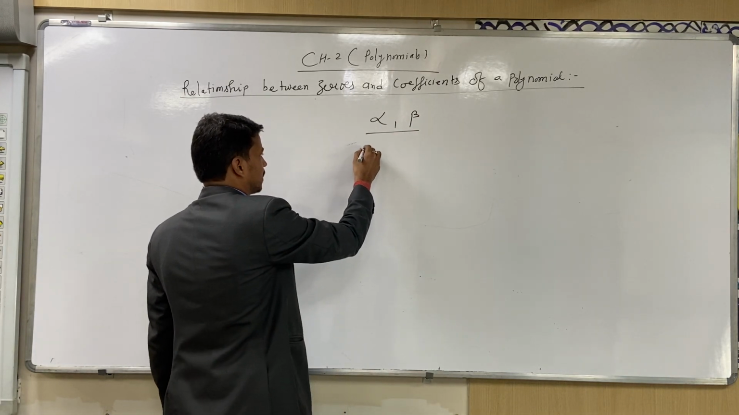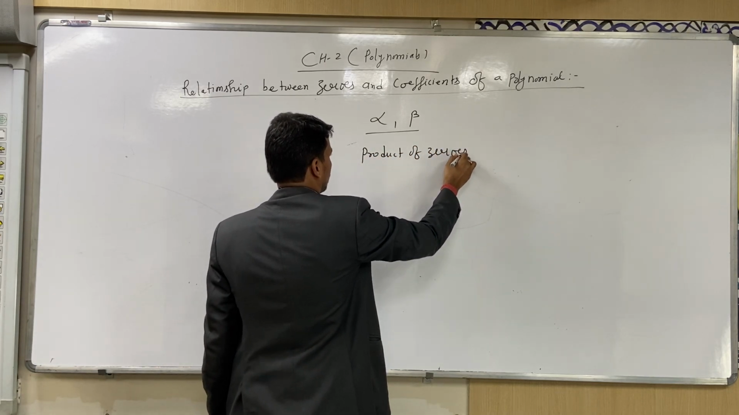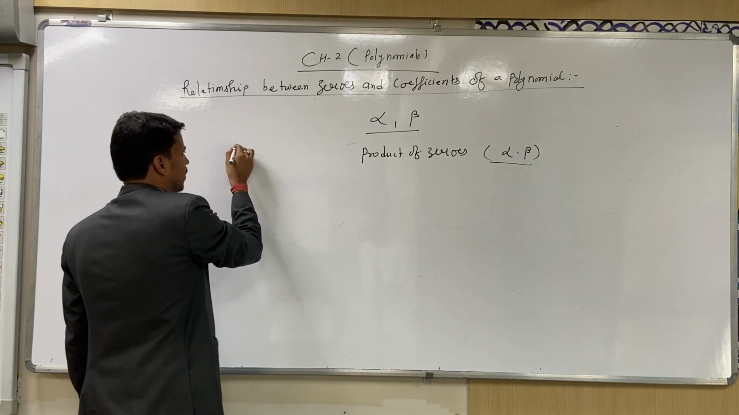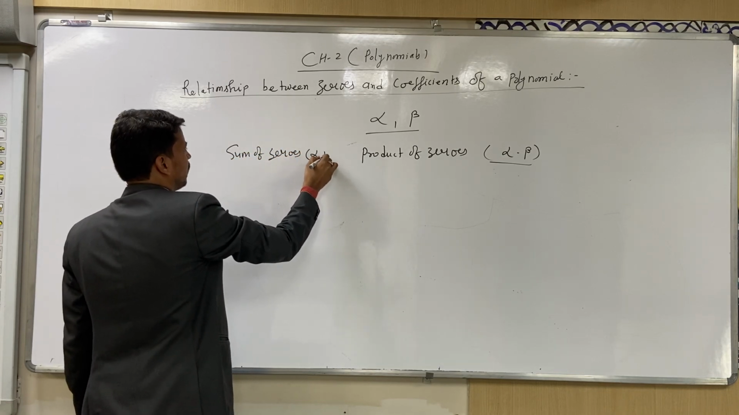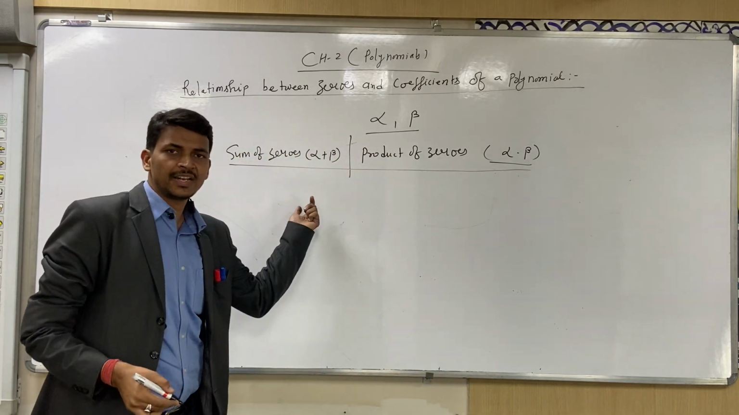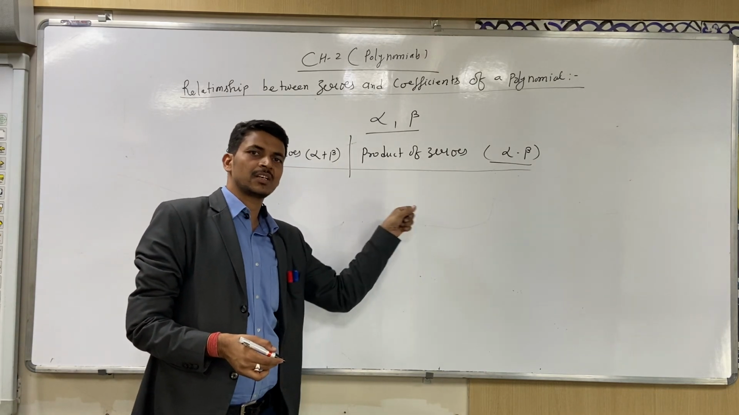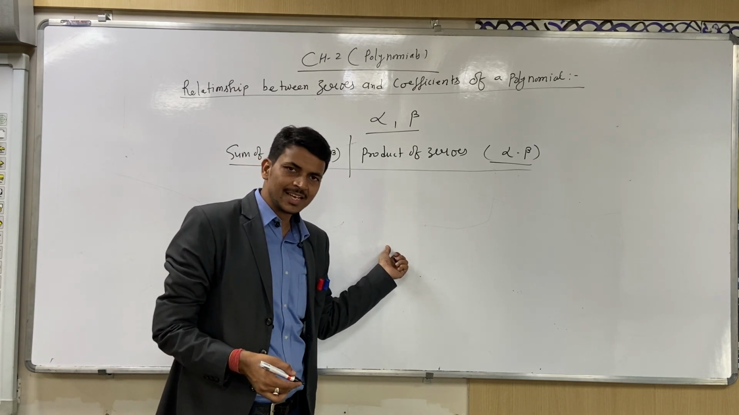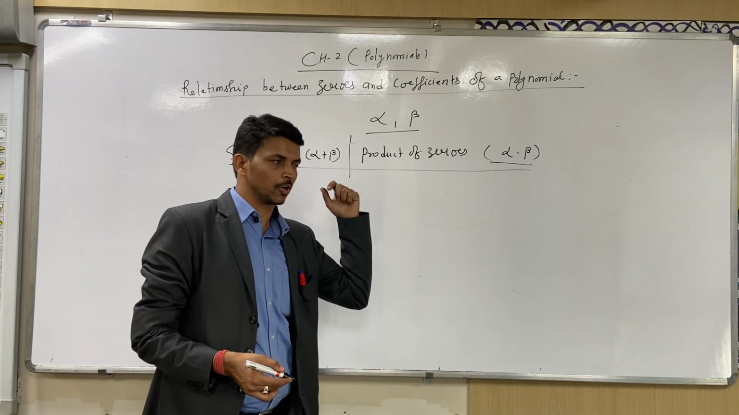One is the product of zeros, that is alpha into beta, and before that we will see the sum of zeros also, that is alpha plus beta. So we are going to talk about two different types of relationship, that is the sum of the zeros and the product of zeros. But before we start with the relationship, we will see how to find the zeros of a quadratic polynomial.